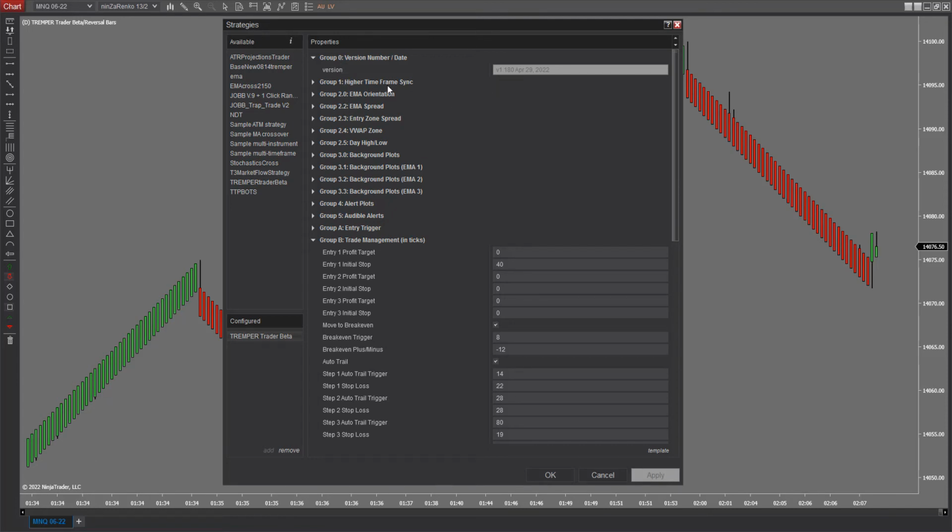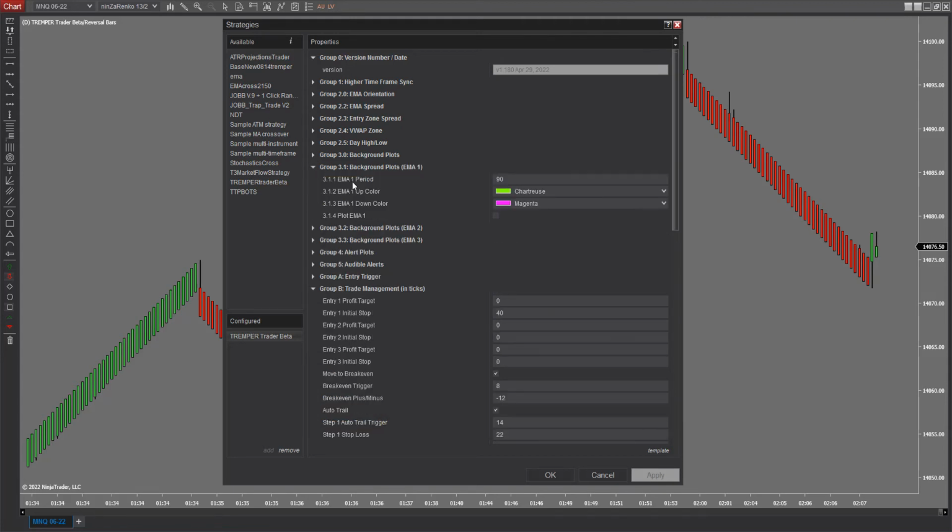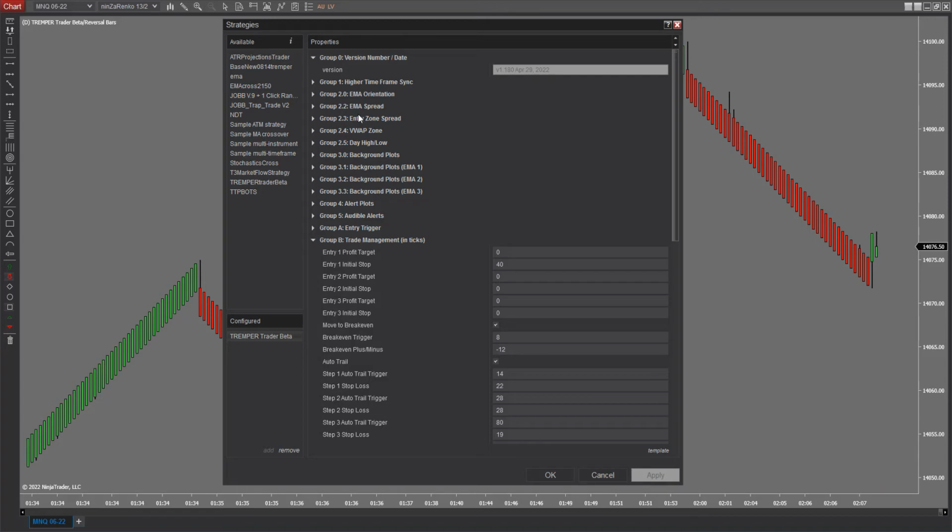So the manual mode really doesn't have anything to do with any of your colors. So I have them all turned off. For instance, if I go to the background plots, I've turned off my zones and I've even turned off my moving averages. Of course, if you want them, you could just plot them. But for simplicity, I've just turned them all off because we're not dealing with the automatic mode right now. We're only dealing with the manual.